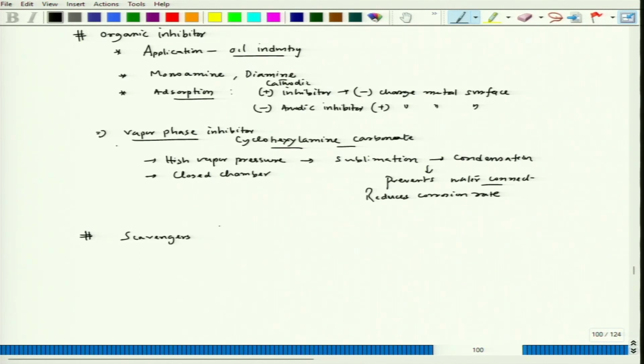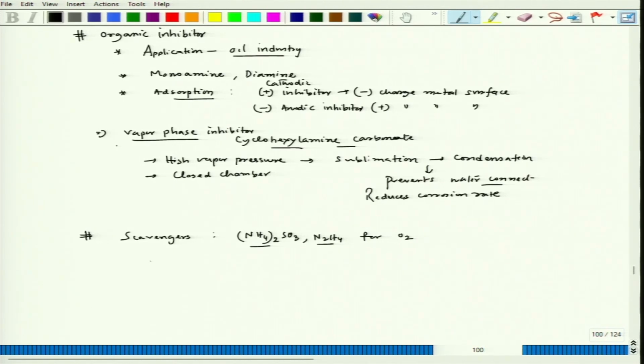One is scavengers, for example ammonia sulfide or N2H4, which is hydrazine. So, they are very good scavengers for oxygen.